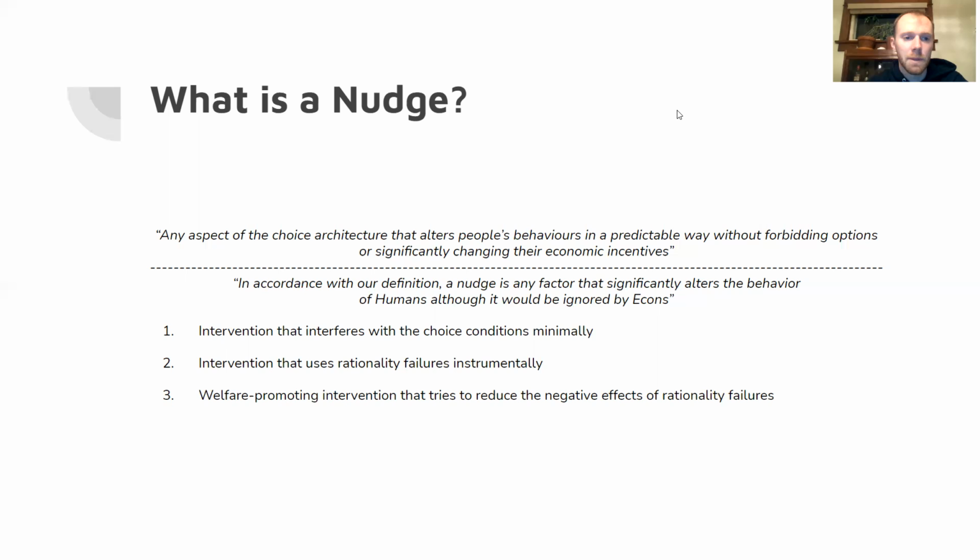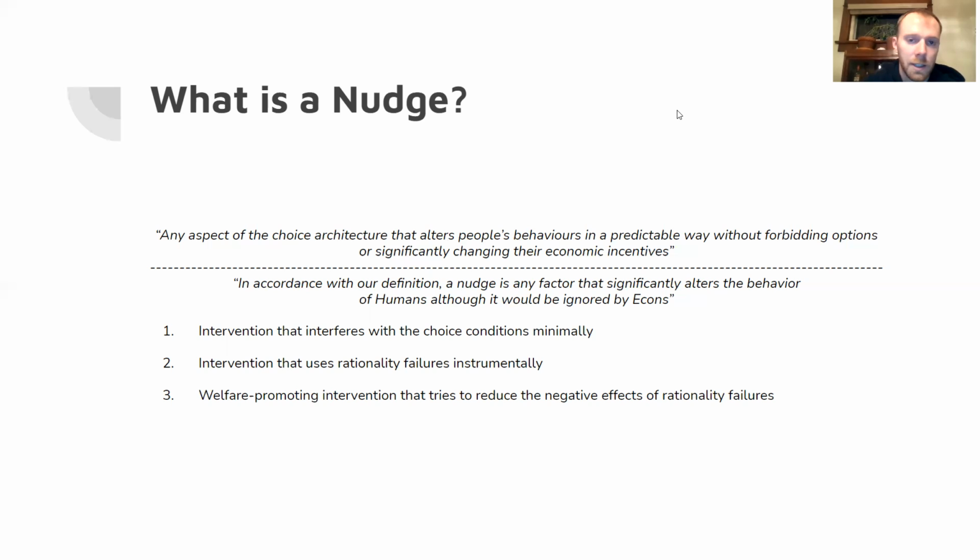And then some further categories that I found on what nudges are. Breaking it down, the first category is that a nudge can be an intervention that interferes with choice conditions minimally. The second category of nudges is an intervention that uses rationality failures instrumentally. And the third is a welfare promoting intervention that tries to reduce the negative impacts of rationality failures.